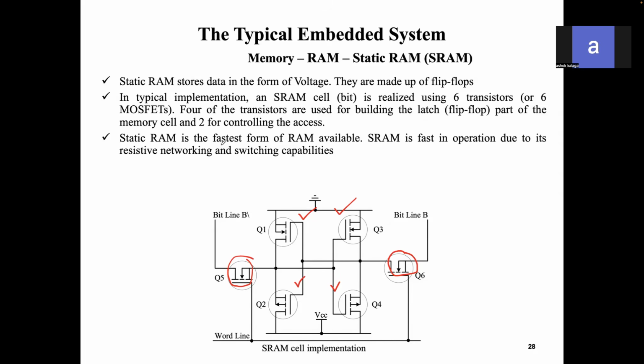The static RAM is the fastest form of RAM available, and the SRAM is fast in operation due to its resistive networking and switching capabilities. This is the word line. At the word line, you can give the information. It can be either 1 or 0. This is the bit line B bar, this is the bit line B, and this is the SRAM cell.